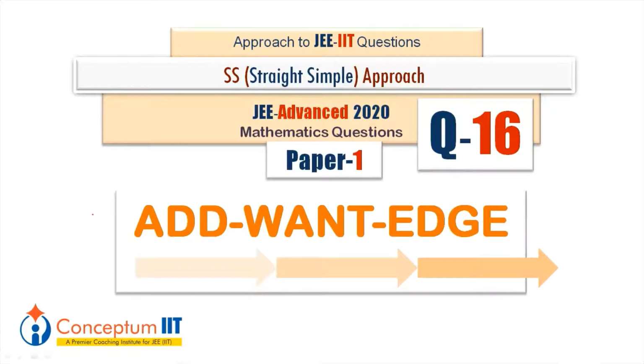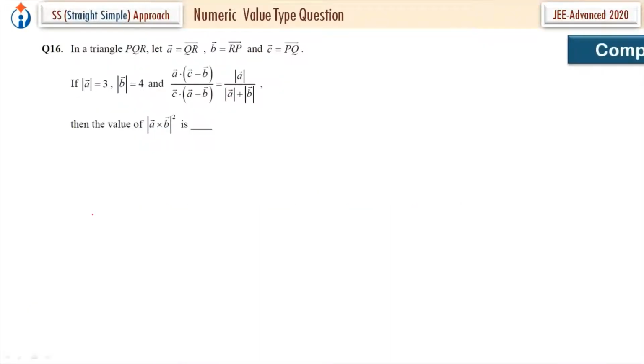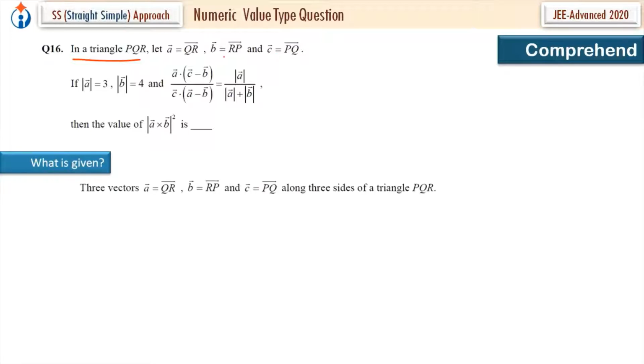Question number 16. Let's comprehend. In a triangle PQR, let vector A equal vector QR, vector B equal vector RP, and vector C equal vector PQ. So what is given? Three vectors, A, B, C, along three sides of a triangle PQR.